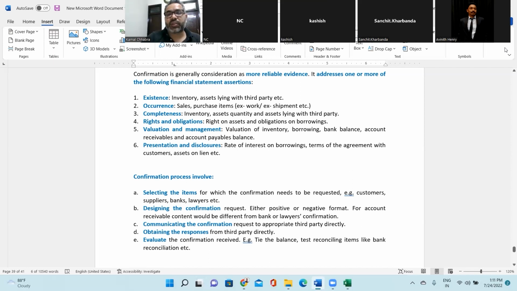Valuation and measurement. For example, if you're taking inventory confirmation, borrowing confirmation, receivable confirmation, legal confirmation or bank confirmation, it gives you confirmation over valuation and measurement, not management. Sorry, my bad.